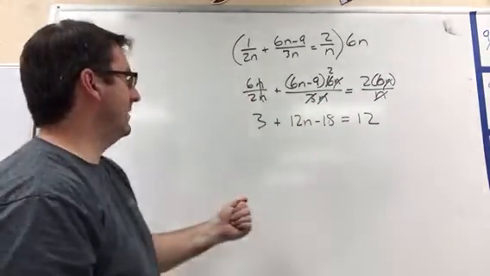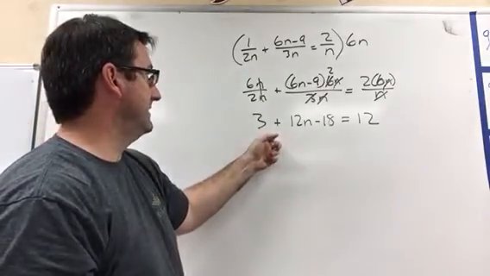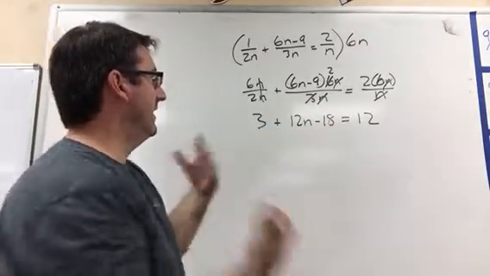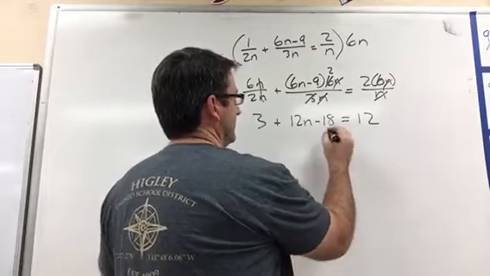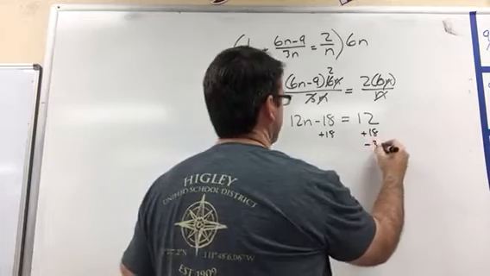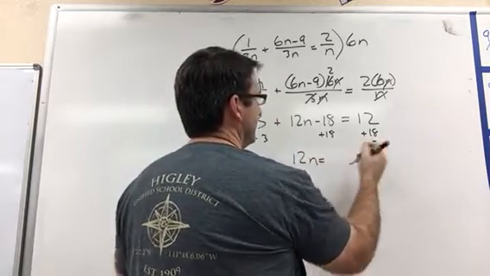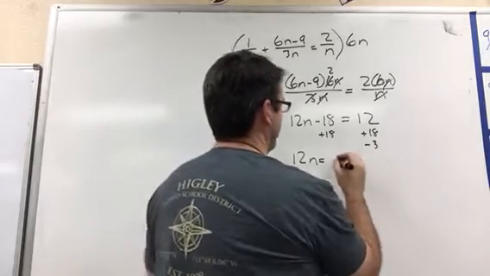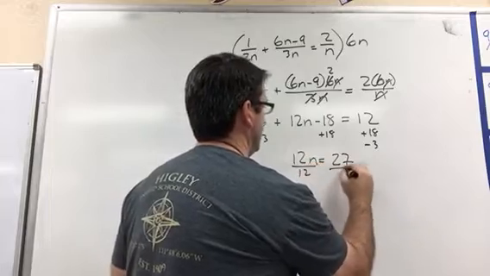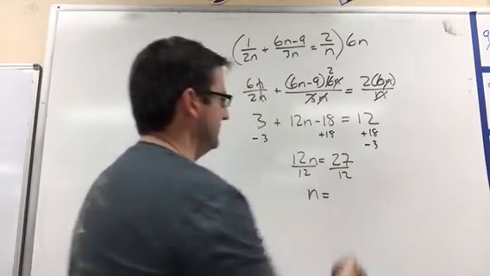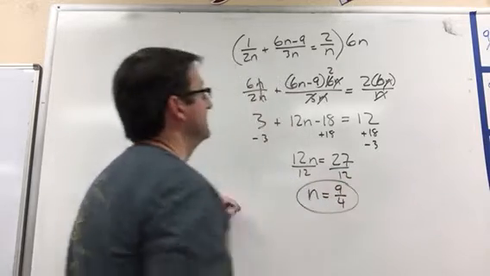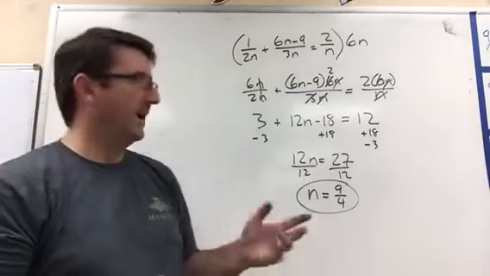All right. Now, let's get all of these constant terms over to one side of the equation. We'll get the n on the left side of the equation. So we'll add 18 to both sides, and we'll subtract 3 from both sides. So we get 12n is equal to 12 plus 18 is 30, minus 3 is 27. Then divide both sides by 12, and we get n is equal to 27/12 or 9/4. So n is equal to 9/4.